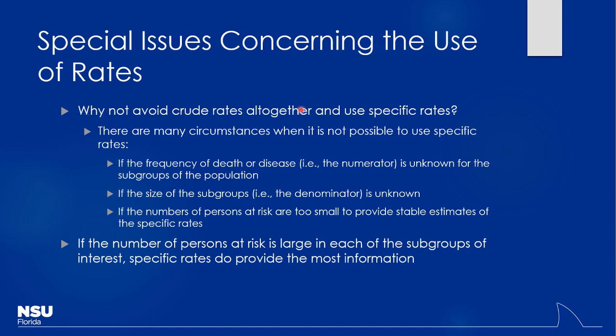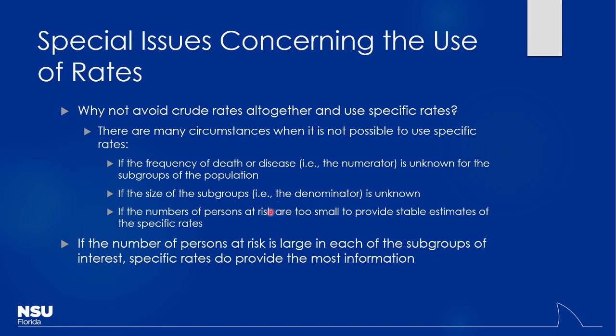So again, why not avoid crude rates altogether and use specific rates? Or there may be some circumstances where it's not really possible to know that, right? So for instance, if we don't know the specific rates for the subgroups of the population, we don't know, right? Some countries may not have that information very well documented. They may not have that information available to other people, potentially, who knows? Also looking at the size of the subgroups is unknown. If you don't know what the proportion of people are that are aged 1 to 12 versus those that are, say, 20 to 40, it's hard to know what those denominators are to get those specific rates. Or if the numbers of people at risk are so small, that doesn't really give you good stable estimates, right?